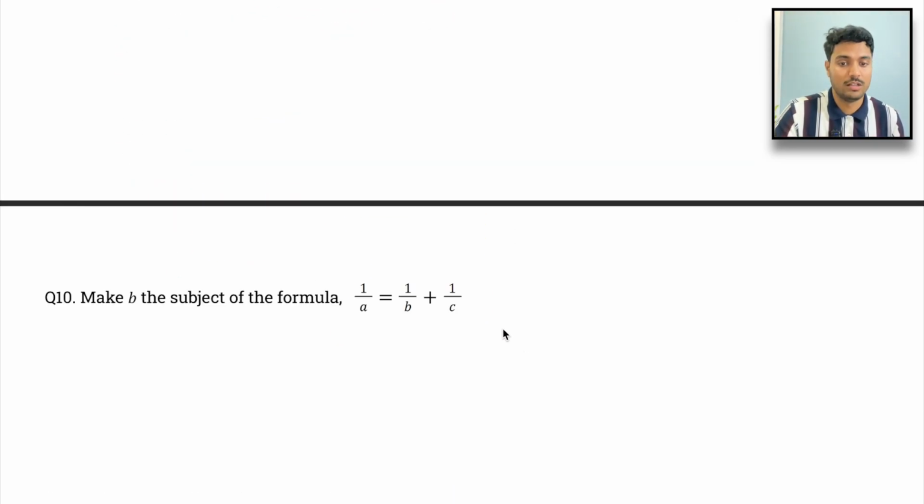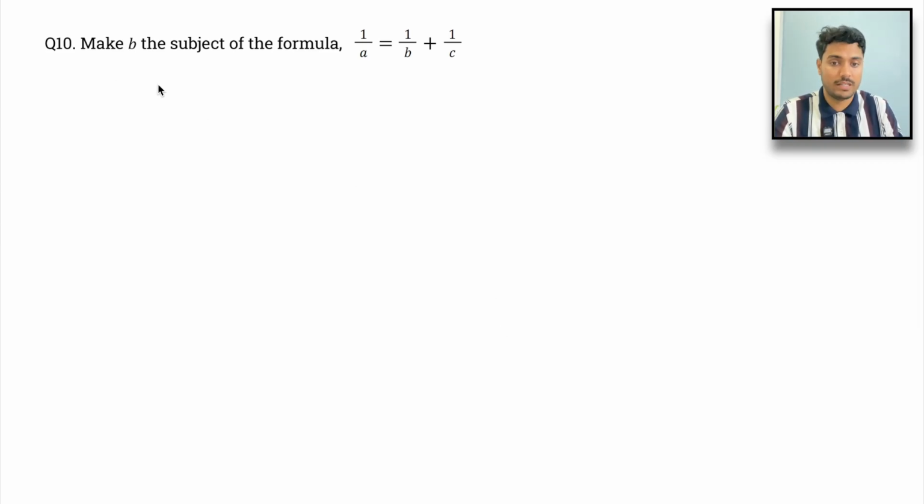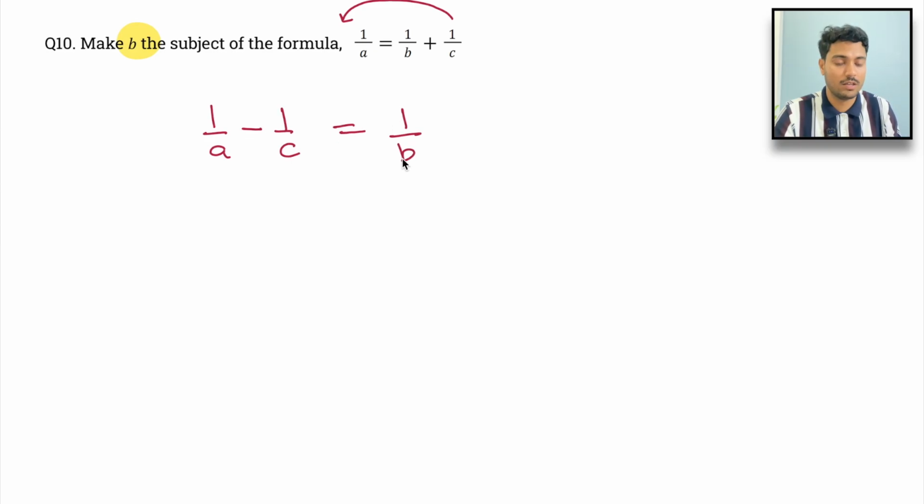Let's move on to the final question, question number 10. You can just pause the video and try this question and then come back and check the answer. Question number 10, it says, make b the subject of the formula, and we have 1 upon a is equals to 1 upon b plus 1 upon c. So right now what we can do, first transpose 1 upon c to the other side. So we can write 1 upon a minus 1 upon c is equals to 1 upon b. So I'll write it here. 1 upon b is equals to 1 upon a minus 1 upon c.